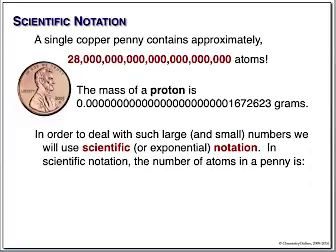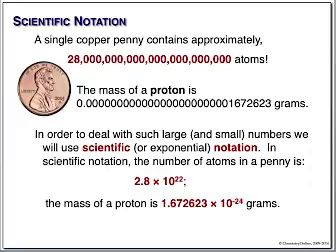All right, let's go back to our copper penny. Like I said, we have 28 sextillion atoms. Mass of a proton is this little teeny tiny thing. We're going to show these more properly using scientific notation. Number of atoms in a penny, we would convert this to 2.8 times 10 to the 22nd. Mass of a proton we saw earlier, 1.67 times 10 to the minus 24.